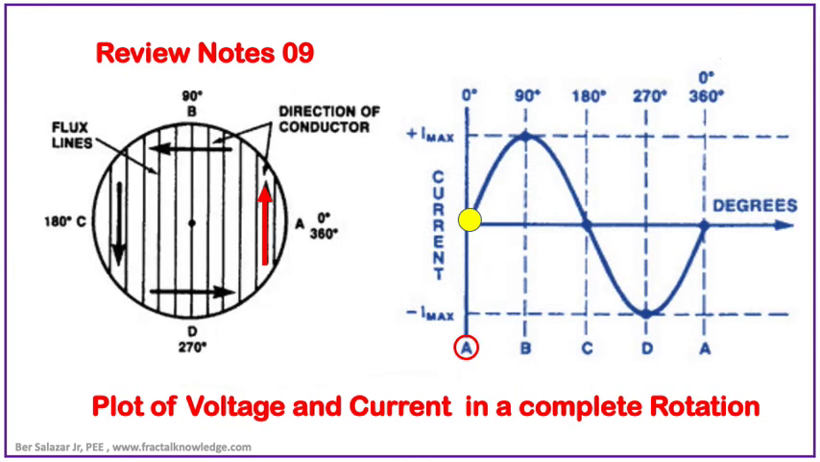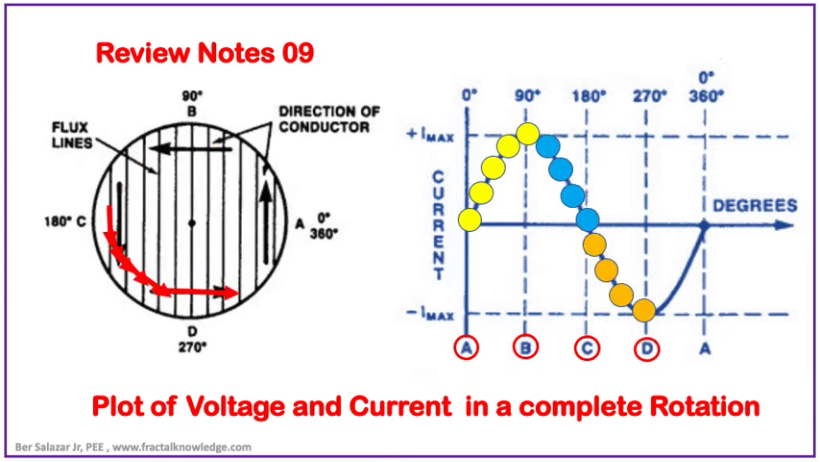At point A, no flux line was cut, as we start the rotation of the conductor at 0 degrees. As the conductor moves from point A to point B, current was generated and it reaches its peak at point B, shown in the plotted graph as the equivalent current value. When the conductor moves from point B to point C, the conductor reduces cutting of flux lines and the graph reflected going to point C.